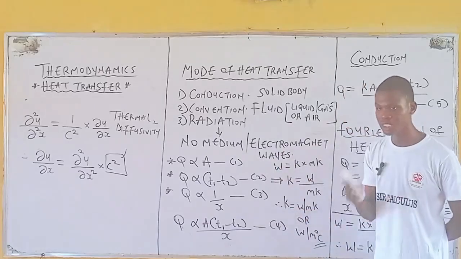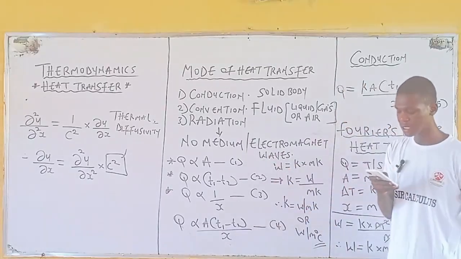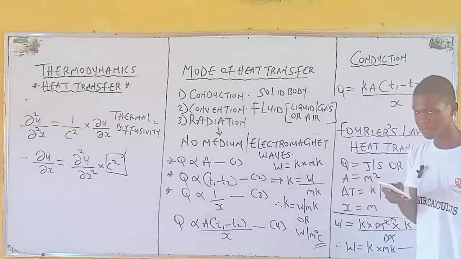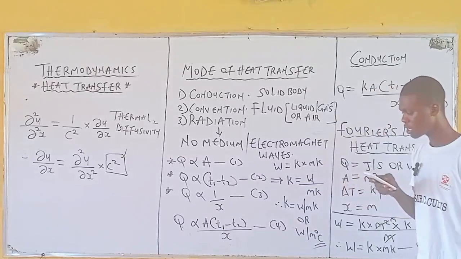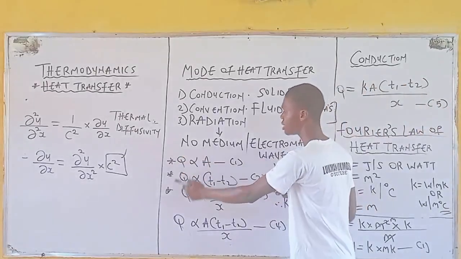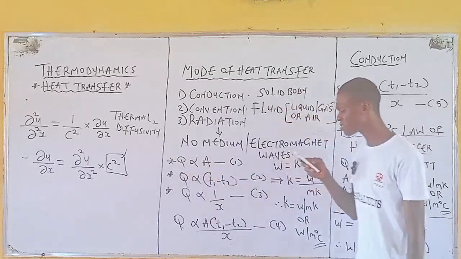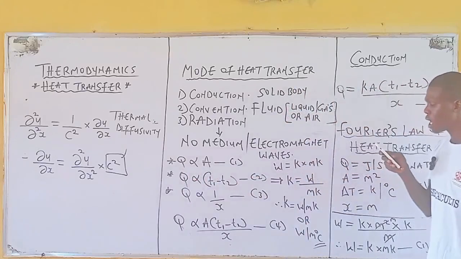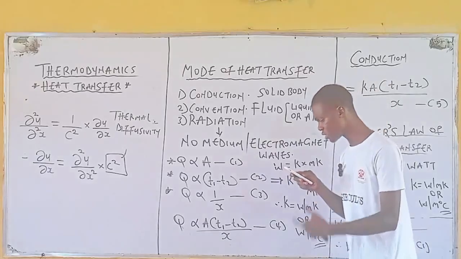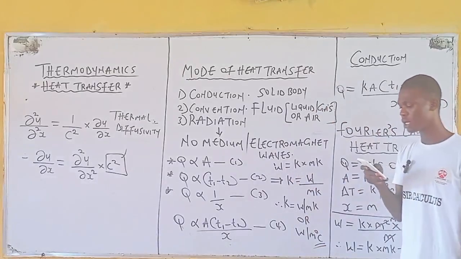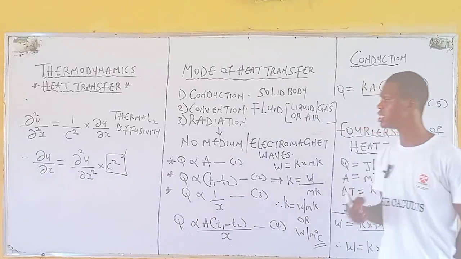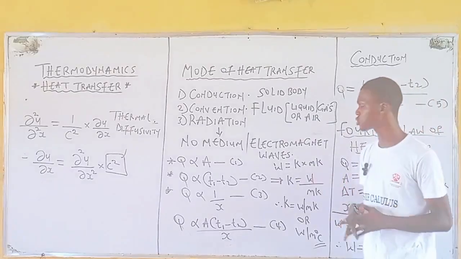So following the definition with this relation, Fourier's law of heat transfer states that the rate of heat transfer through a simple solid homogeneous block is directly proportional to the area of the solid at right angle to the direction of heat flow and to the temperature difference across the solid, and inversely proportional to the thickness of the solid through which the heat flows. That's what Fourier's law of conduction is saying.